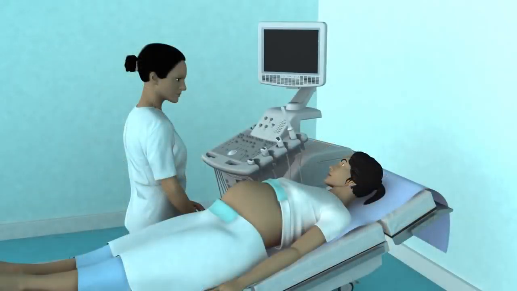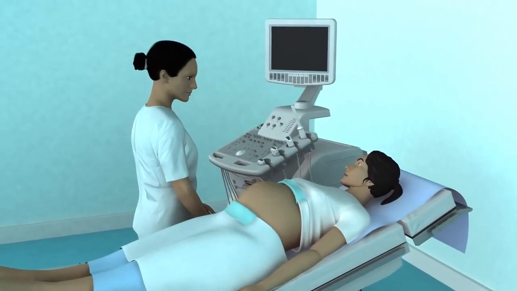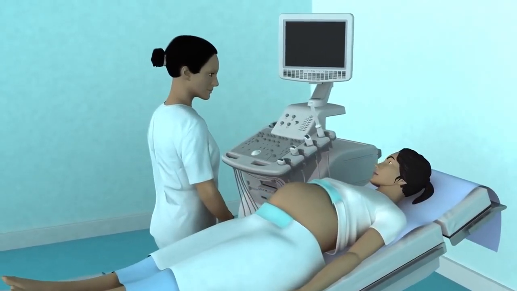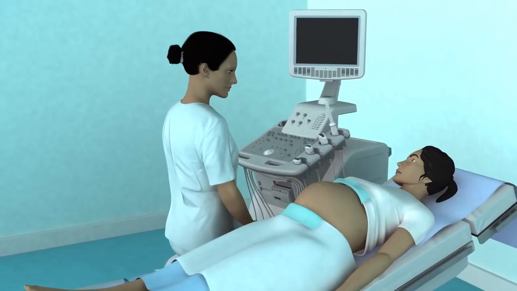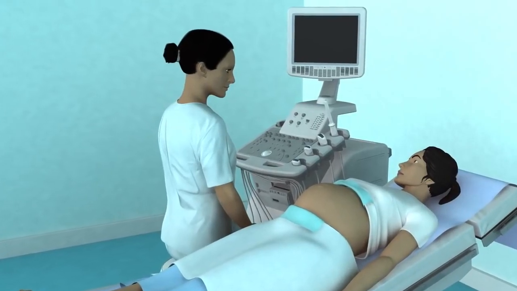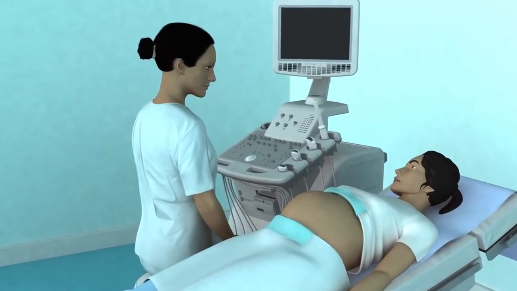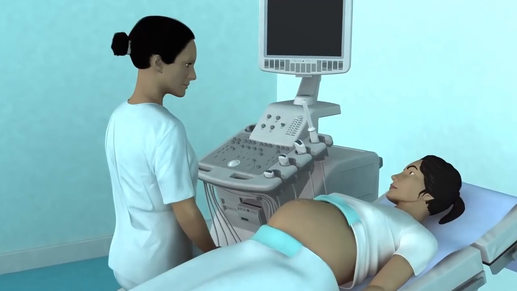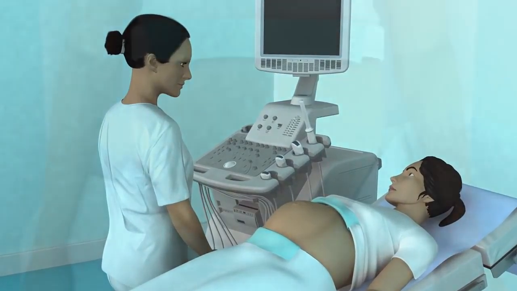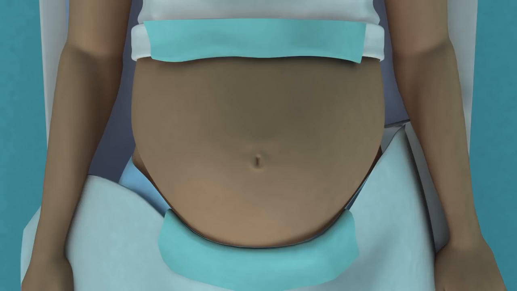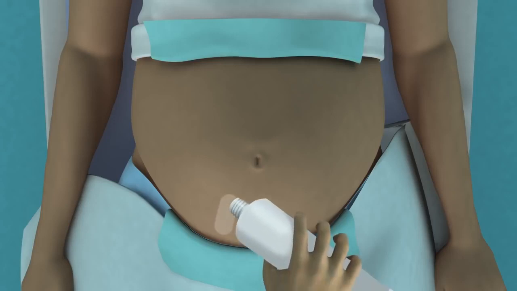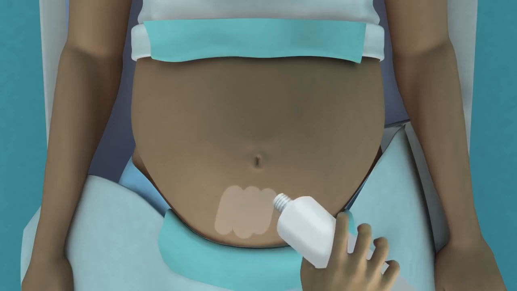Although there can be exceptions, the scan is usually performed with the woman lying to the right of you and facing you. Adjust the height of the couch and stool to allow you to work in a comfortable position. The woman should be properly covered and her clothing protected from the ultrasound gel. Now apply the gel over her lower abdomen.